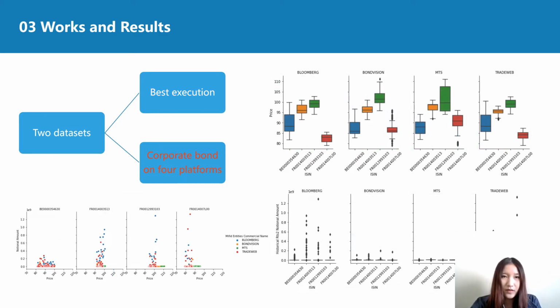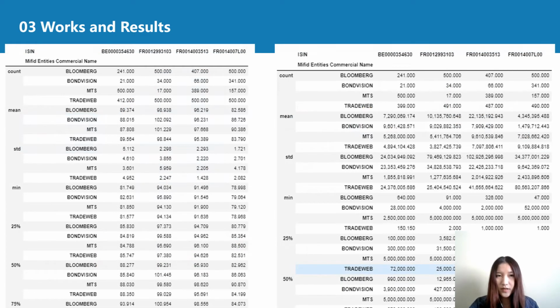Then let's move on to the corporate bond data on four platforms. As the scatter plot shows, it gives an overall view of the distribution of individual bonds, but it's hard to compare. When we look at the box plots for price, it is obvious that there are almost no outliers on price. However, when we look at the box plots for volumes, abnormally high trading volumes can be found in almost all bonds. These two figures show the descriptive statistical analysis on corporate bonds data size.